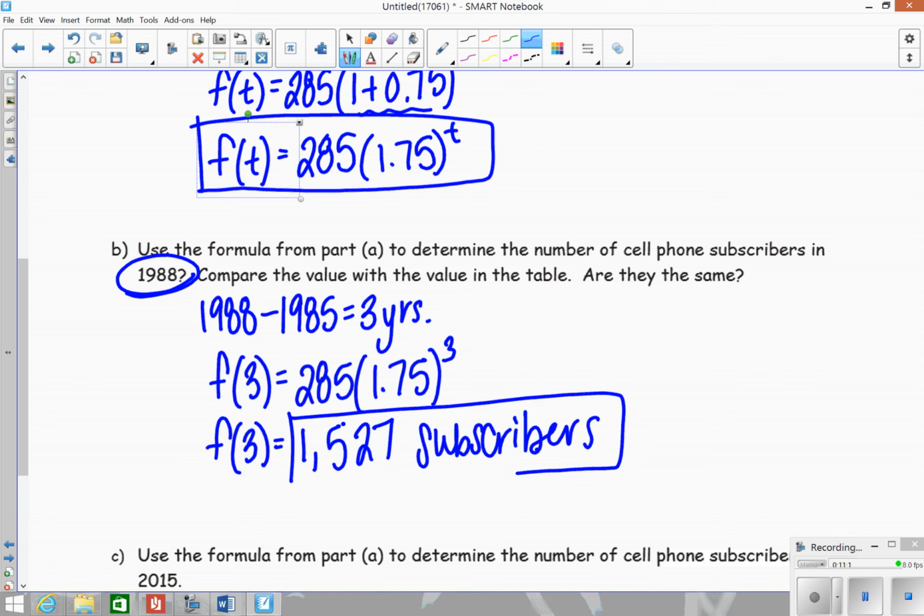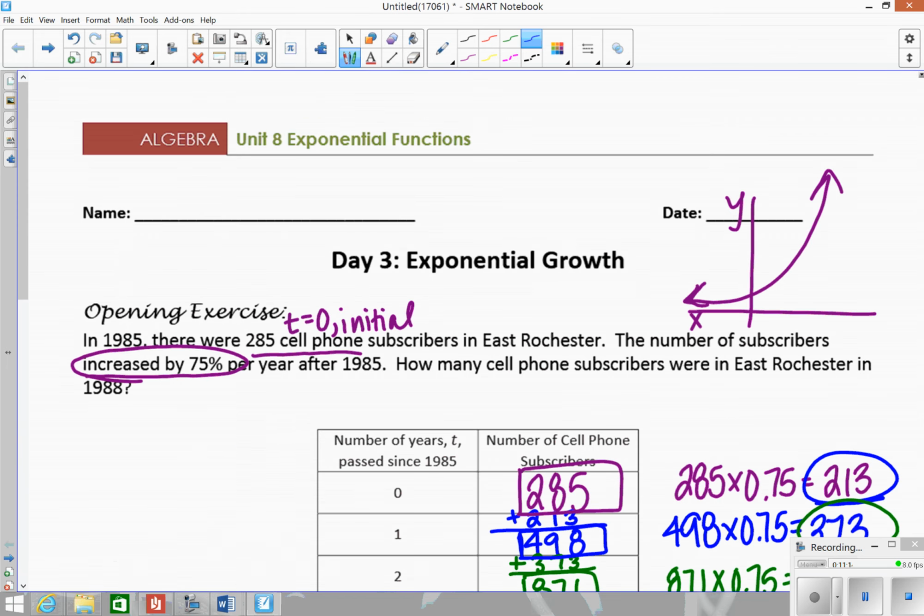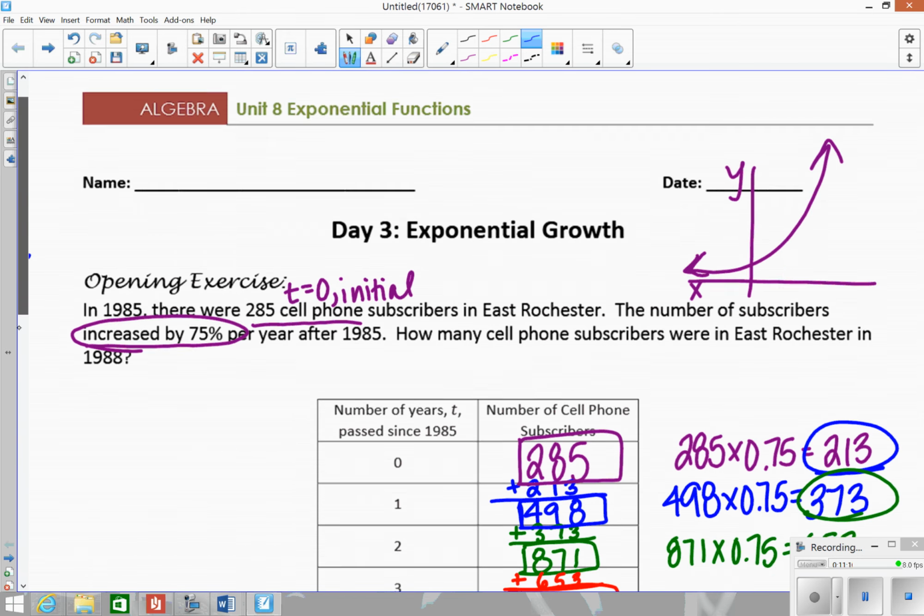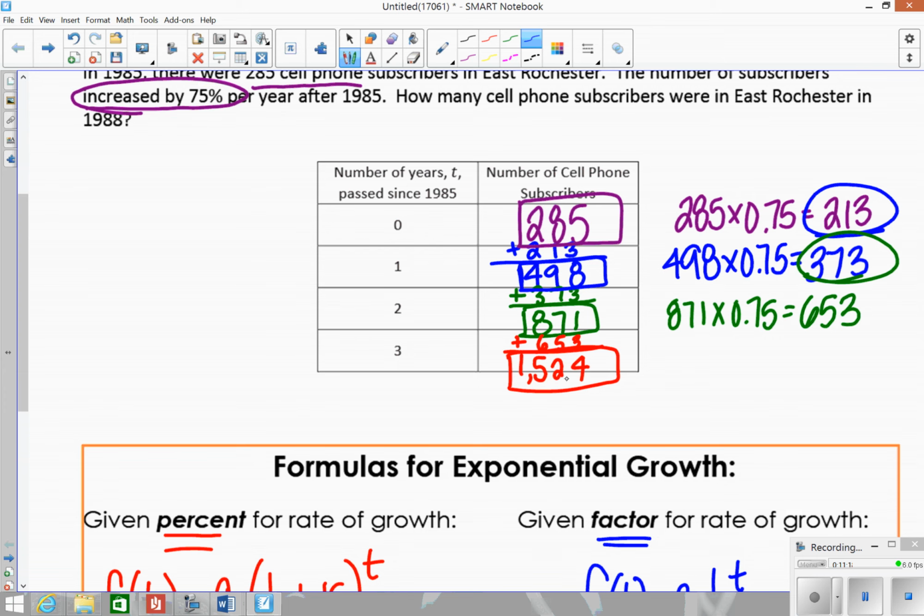So compare that to the table value. 1527, if we go back, we got 1524. So we're not getting the exact same answer, but we're getting something in the ballpark of being correct. Now, think about why this could be.